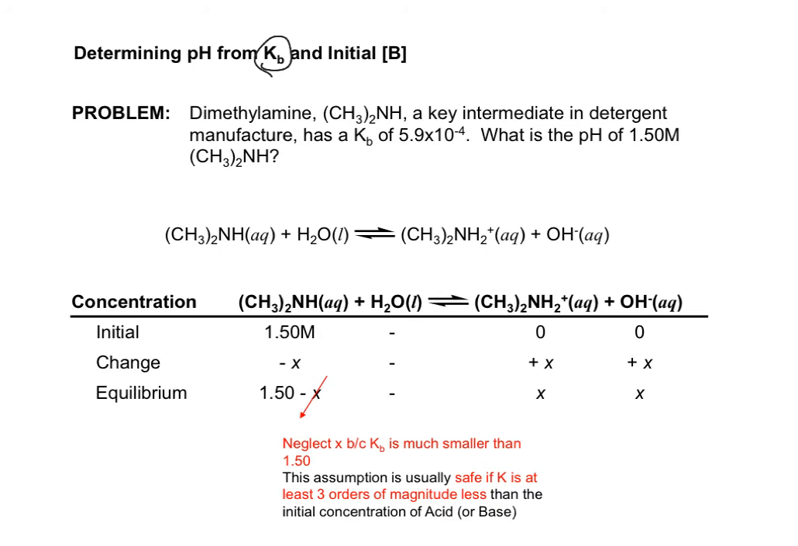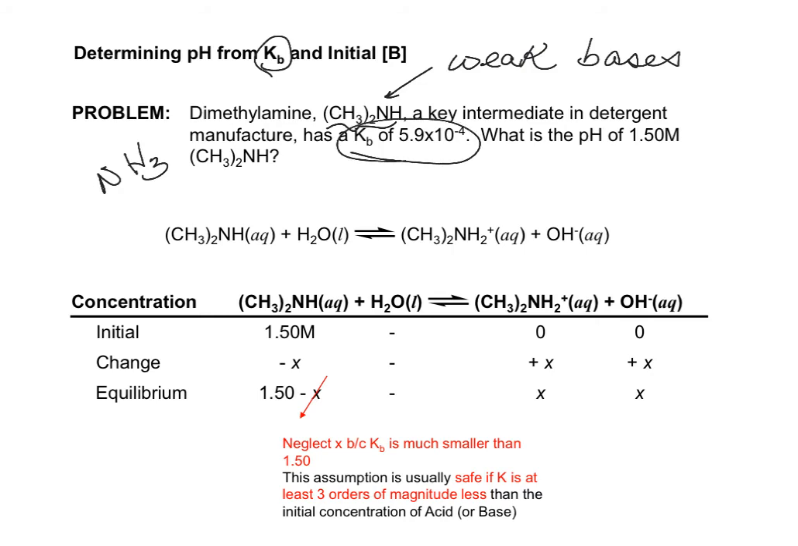I've mentioned several times before that neutral nitrogen-containing compounds are often or usually weak bases. That's an important little piece of information to remember. All right, so here's a weak base. Ammonia is the most common one you'll see, the most common weak base. All right, so here they gave us Kb, and they're asking for pH.